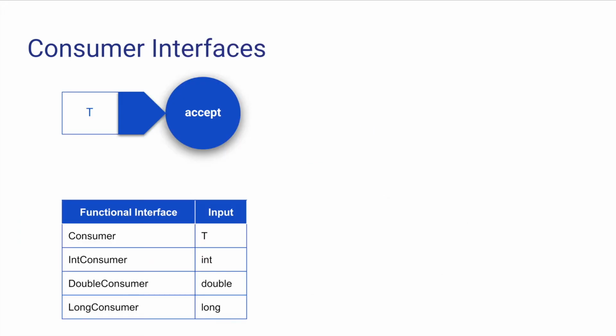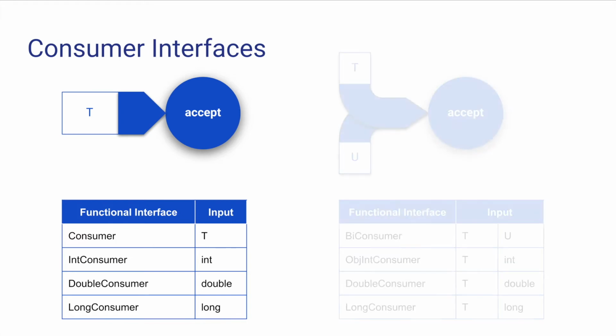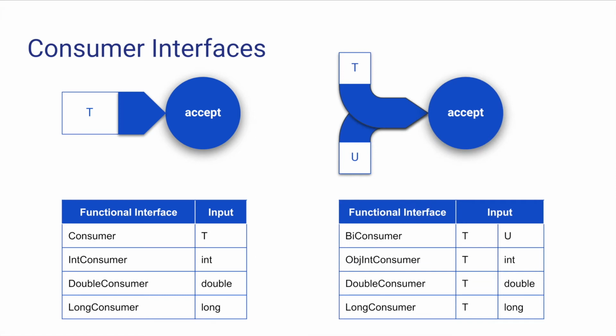And similar to Supplier and Predicate, there are a couple of more consumers which have concrete types. So we have int, double, and long consumers, whose input types are as per their interface name. And we have similar interfaces for BiConsumer as well. Note that the method name is accept for all of them.